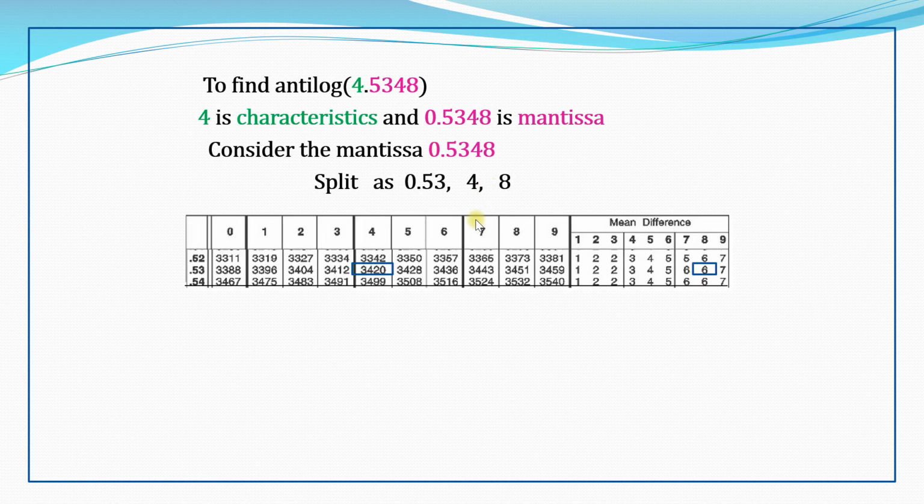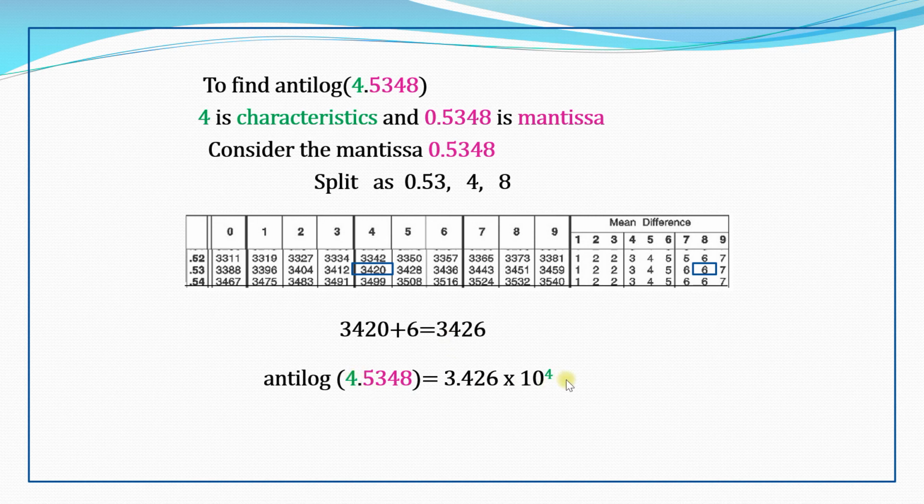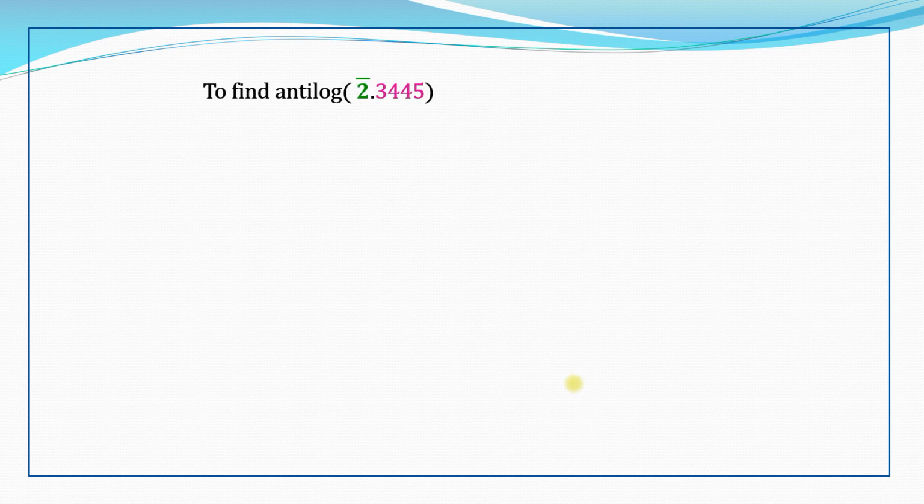And in the anti-log table, look for the row numbered 0.53, and the column headed by 4. The intersection of these two is 3420 and the mean difference column headed by 8 is 6. So 3420 plus 6 is equal to 3426. And now finding the anti-log of 4.5348, place the decimal after 3 and then raise the power of 10 to the characteristic, which is 4. Let's take a few more examples.